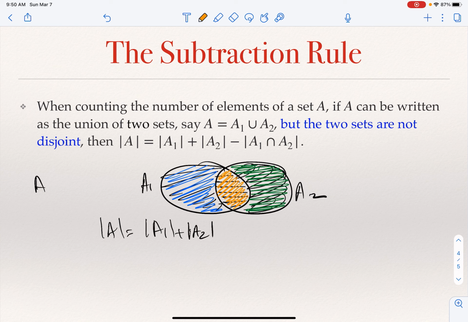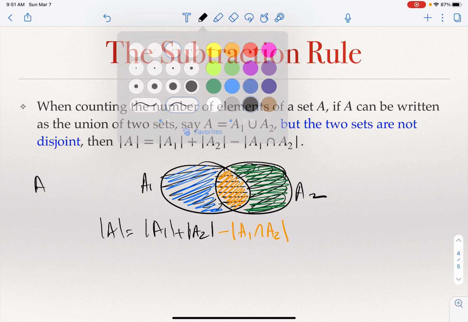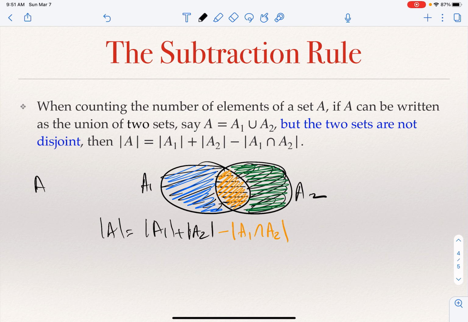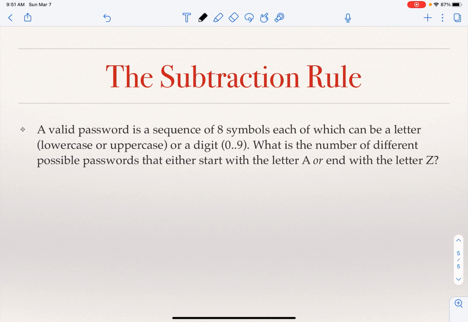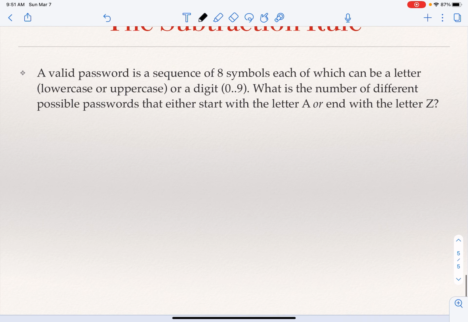So to fix this, we take the cardinality of A1 plus the cardinality of A2, and this sum has double counted every element in the orange region. Let's remove one for every element in that orange region. How many elements are there? It is the cardinality of the intersection of A1 and A2. And this is where we get the subtraction rule, okay? This can be generalized to more than two sets, and we will talk about that in a different video. Let's look at an example of the subtraction rule here.